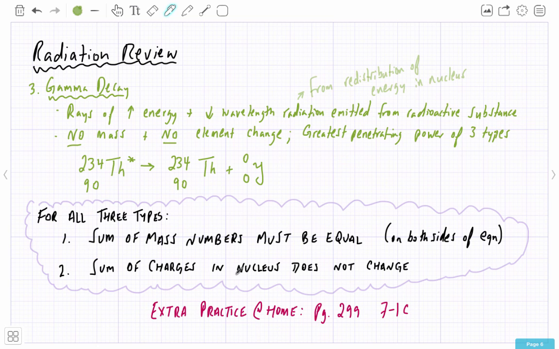I also explained that the sum of the charges can't change either, and so the atomic numbers will also stay the same. If you do want some extra practice with this radiation stuff, on page 229 in your textbook, there's an activity, 7-1C.